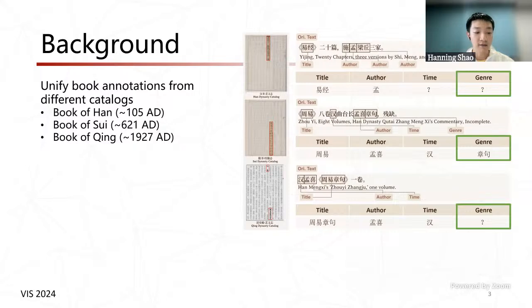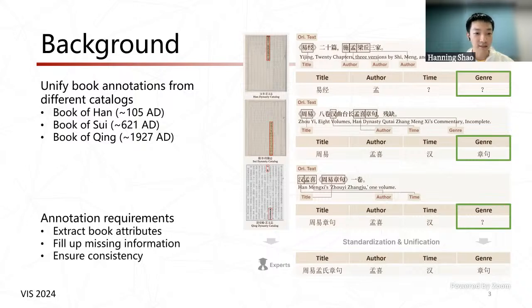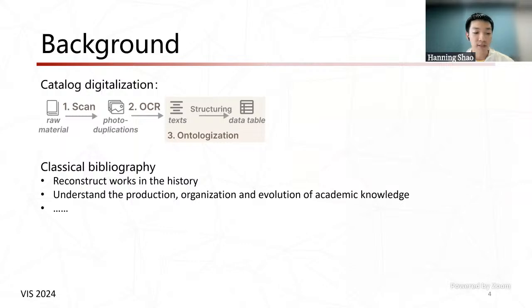So there are additional steps for experts to standardize and to unify these entries since they point to the same book. You can summarize the requirements for the annotation here. It should extract the book attributes to fill up missing information and to make sure that the annotation entries should be consistent. And the pipeline for the catalog digitalization also needs extensions, here, the unification and standardization. And our work focused right on these last steps, the ontologization of catalog annotation.